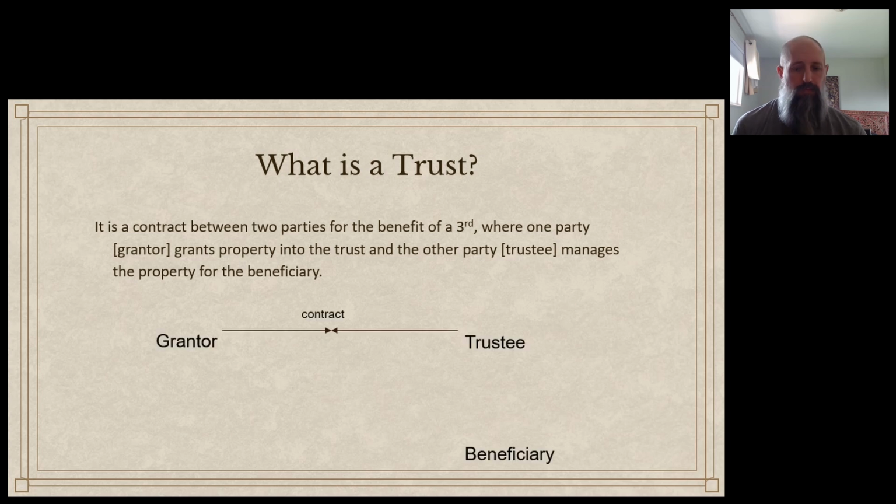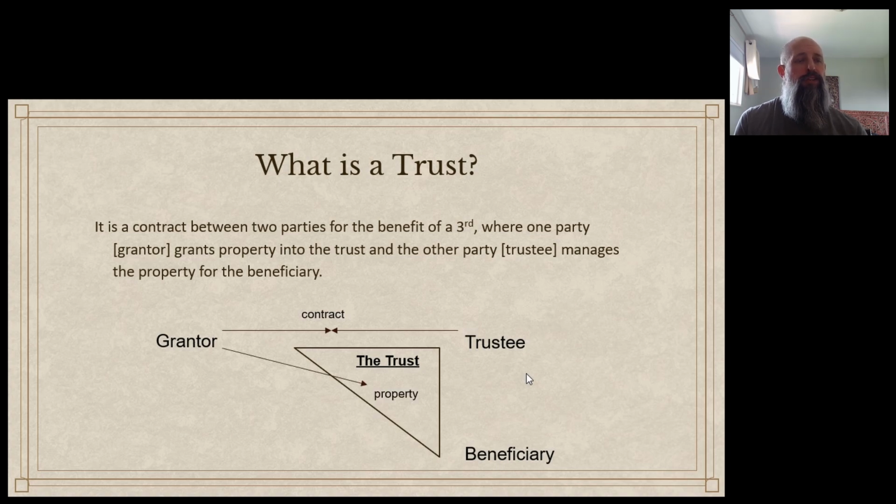But yeah, here we go. Here's some pictures for you. A little diagram. Again, the grantor and the trustee are in contract for the benefit of the third, the beneficiary. That's kind of the diagram I like to use, a little triangle that shows the grantor and the trustee, and then down below is the beneficiary.